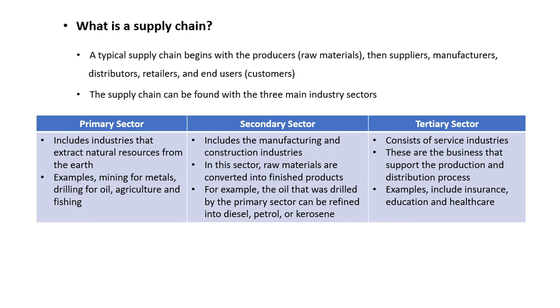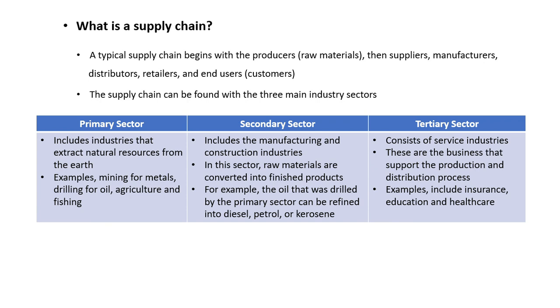What is a supply chain? A typical supply chain begins with the producers of raw materials, then suppliers, manufacturers, distributors, retailers, and end users, the customers. The supply chain can be found within the three main industry sectors. The primary sector includes industries that extract natural resources from the earth. Examples: mining for metals, drilling for oil, agriculture, and fishing.